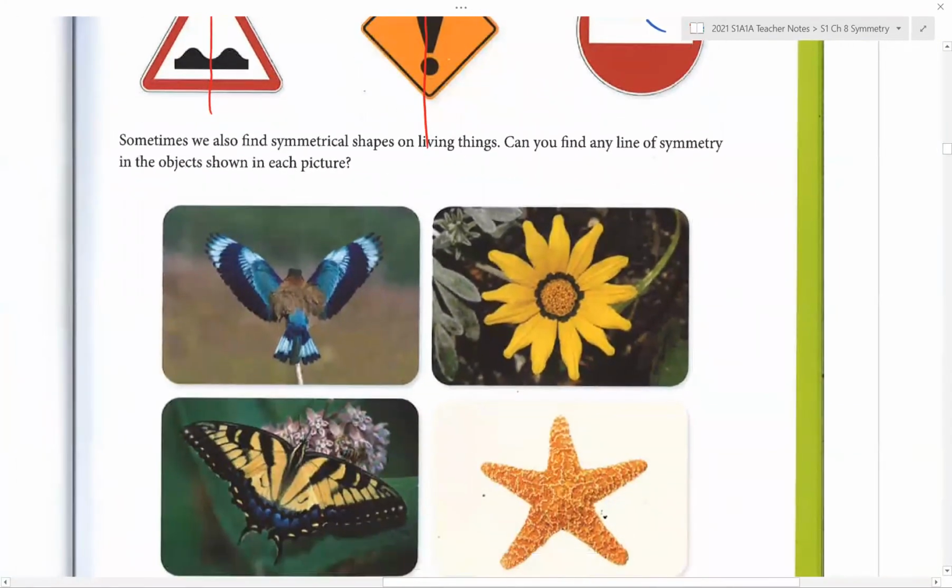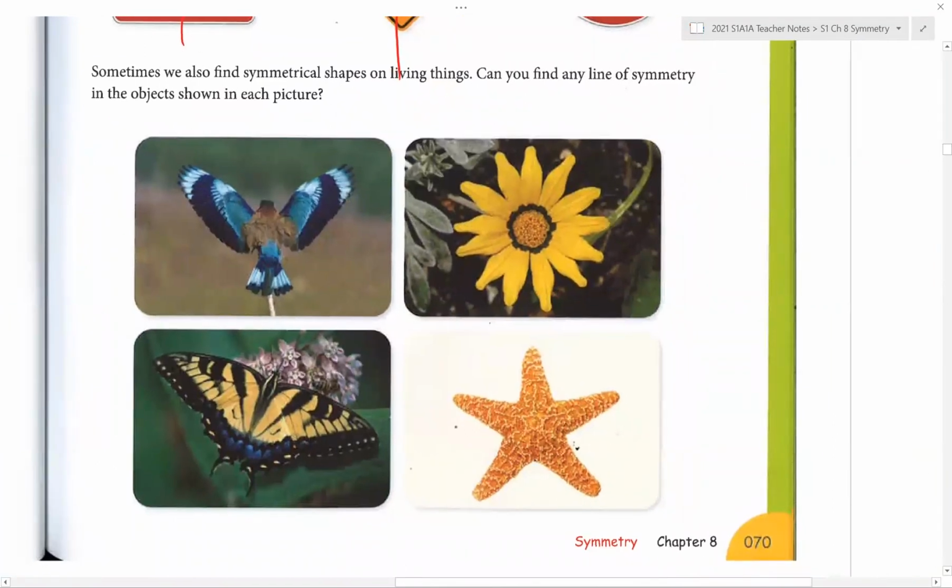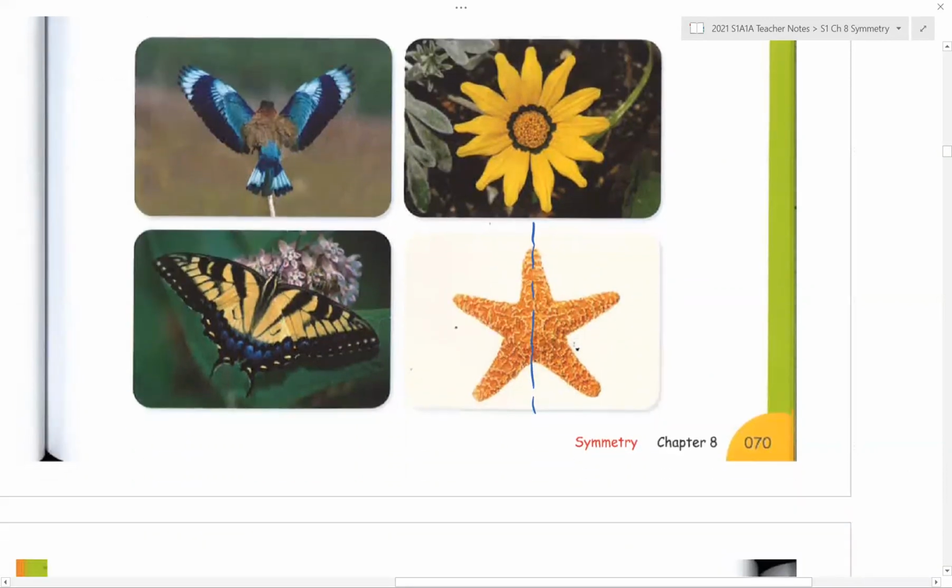Okay, so in nature, we also find lines of symmetry. Although not very exact, can you draw the line of symmetry for the star? Yes, the starfish at the bottom. Yes, please draw a line of symmetry. Try. For the flower, the bird, the butterfly, it's quite obvious. What about for the star? Can? Vertically? Okay. Any more?